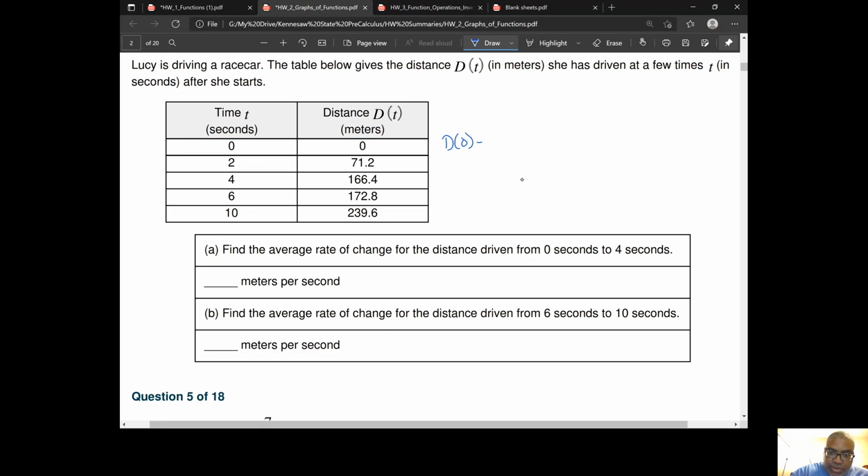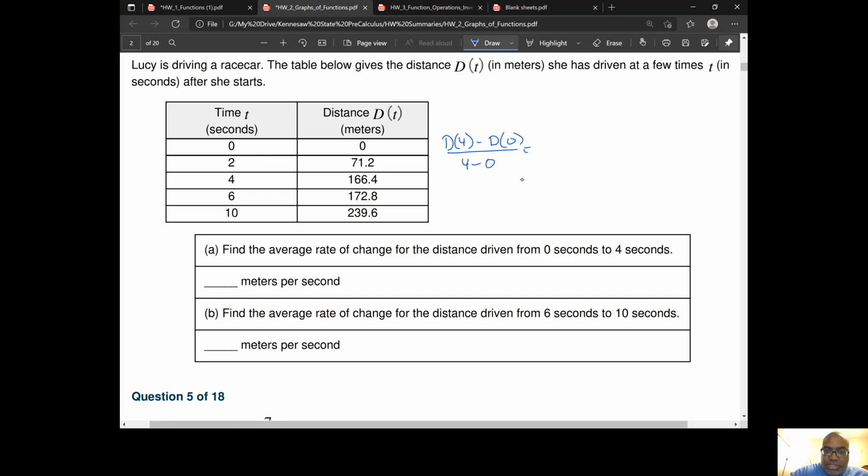d of 0 minus, actually I should do d of 4 minus d of 0. I mean, you can technically do it either way. I just want to keep it honest. d of 4 minus d of 0 over 4 minus 0. You see why I did it. I want to keep it positive.